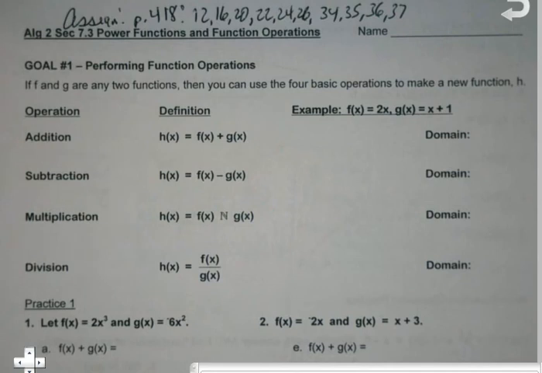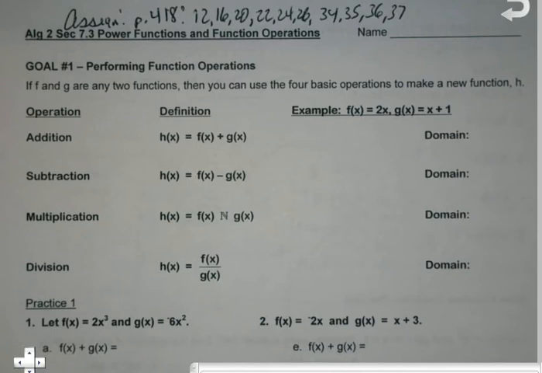All right, 7.3, power functions and function operations. Sounds like all sorts of interesting stuff here. Basically, we're going to do some basic substitution here, and then we're just going to figure out if there's any restrictions on my x values.